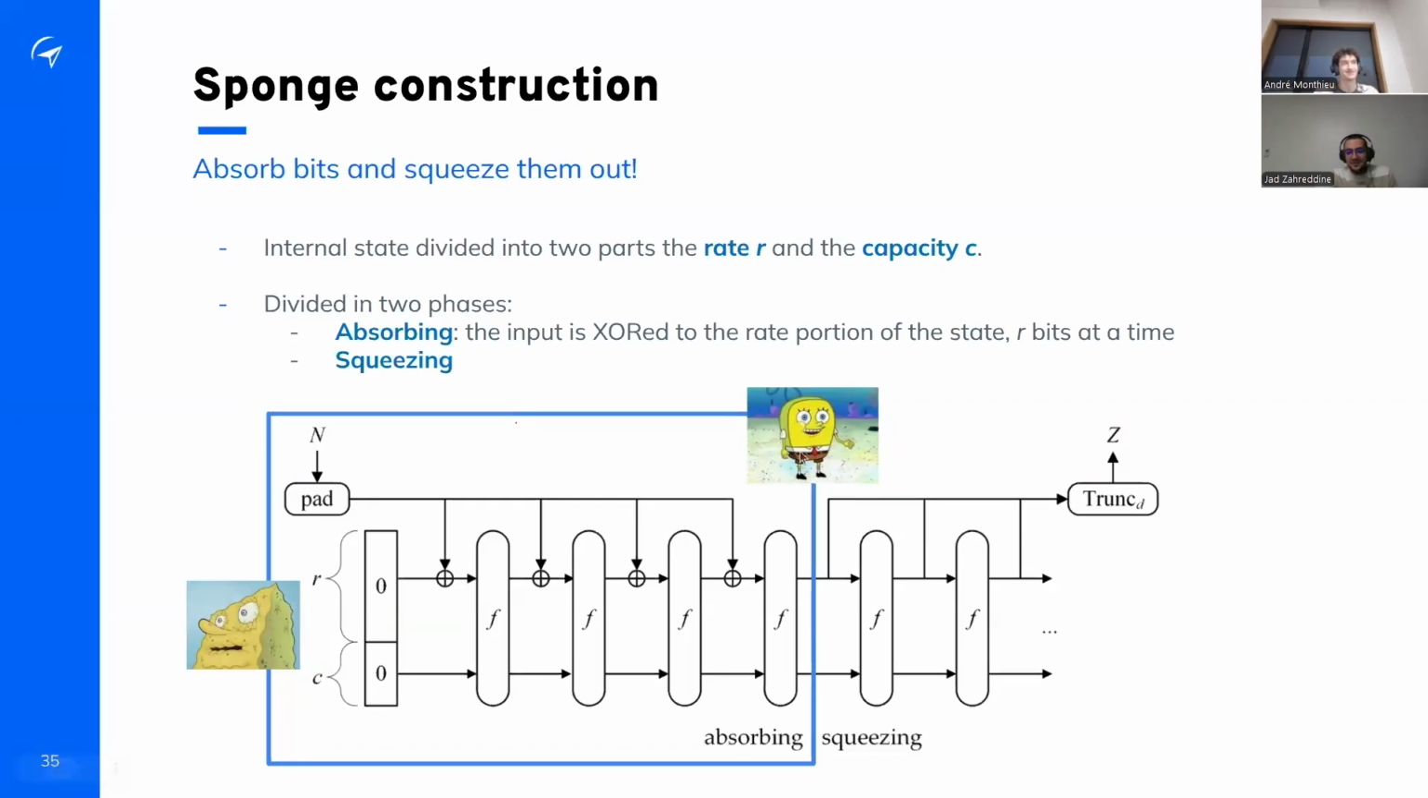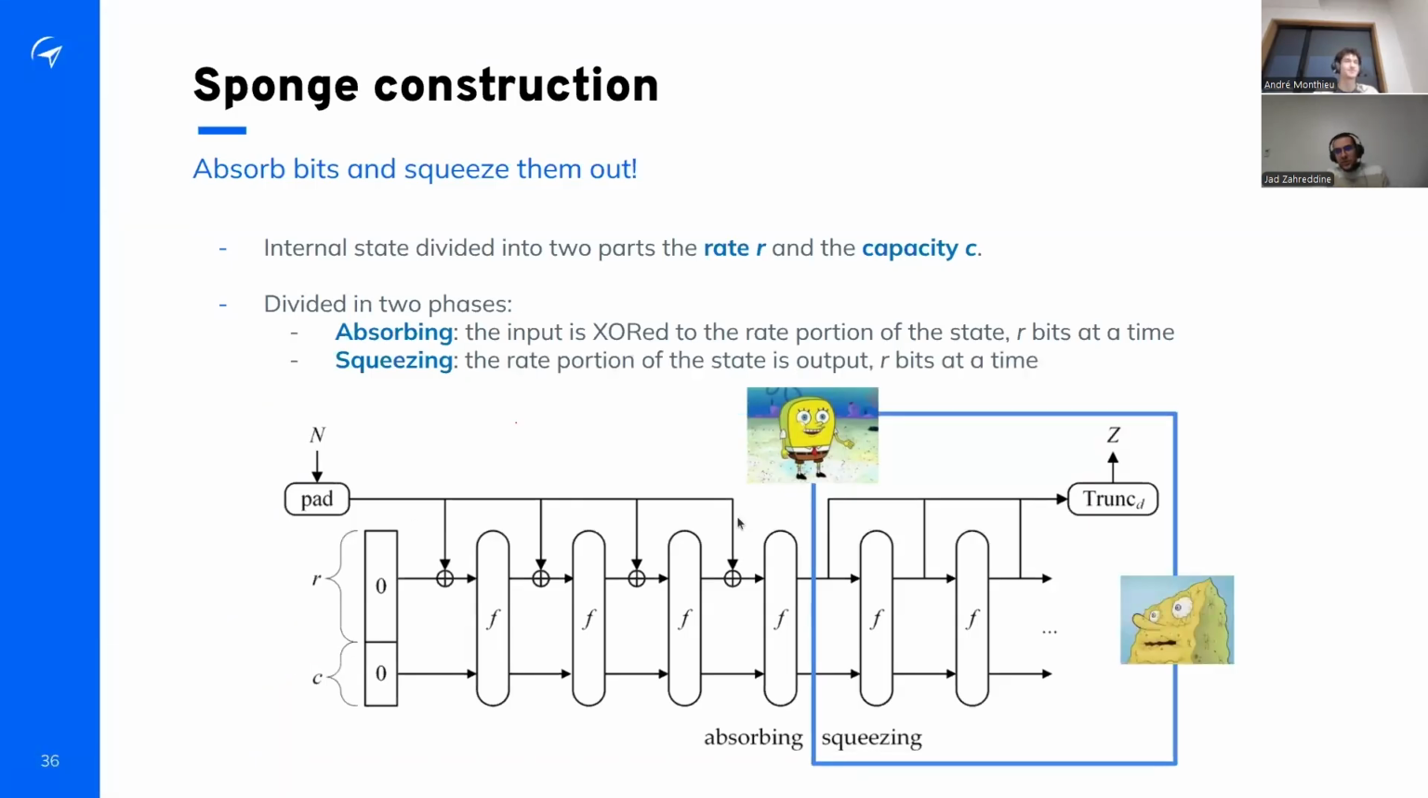Great. Now that we've finished absorbing our message, we will want to squeeze it out in order to make SpongeBob sad again. So what happens is that we're going to squeeze the rate portion of the state R bits at a time.